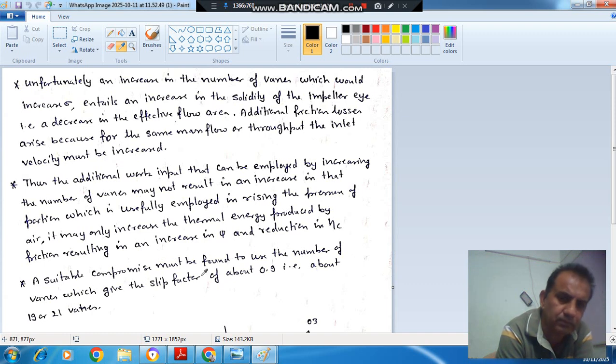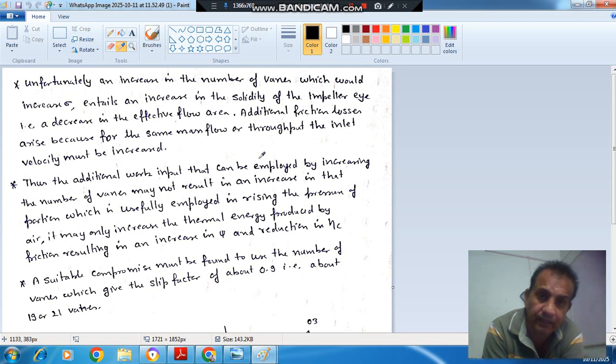A suitable compromise must be found, using a number of vanes which gives a slip factor of about 0.9, or about 19 to 21 vanes should be used. So this is the relationship between power input factor, slip factor and isentropic efficiency.